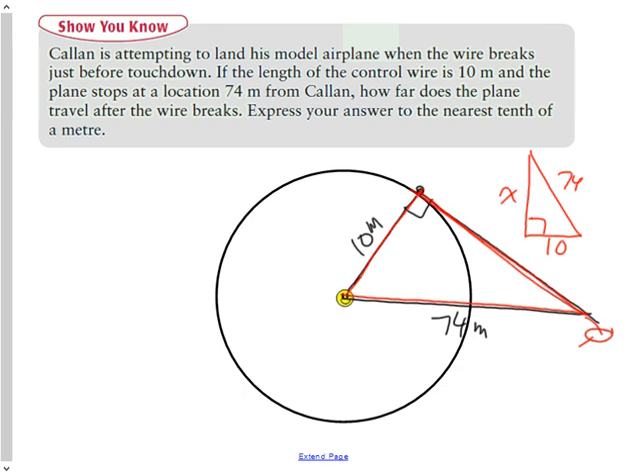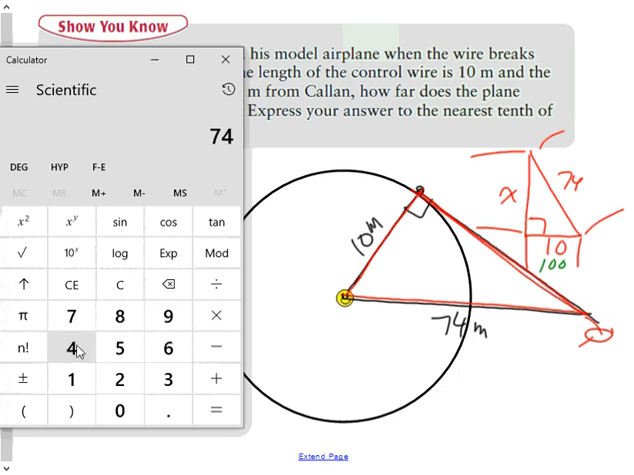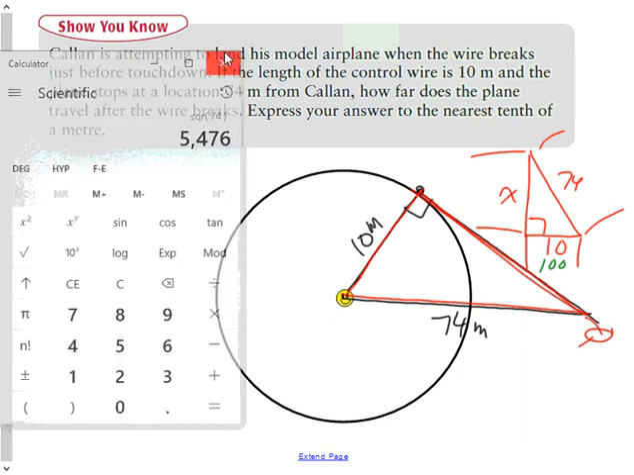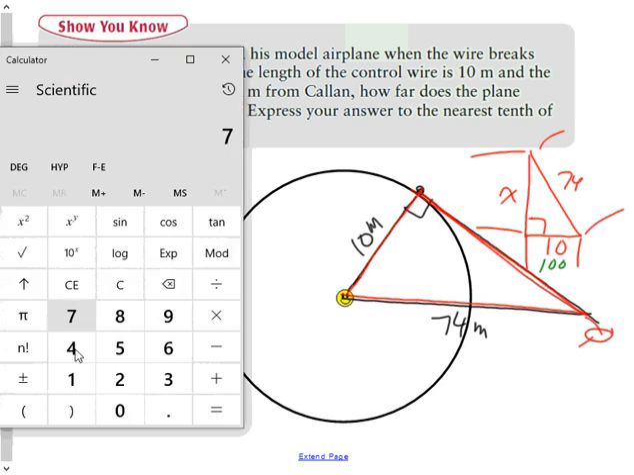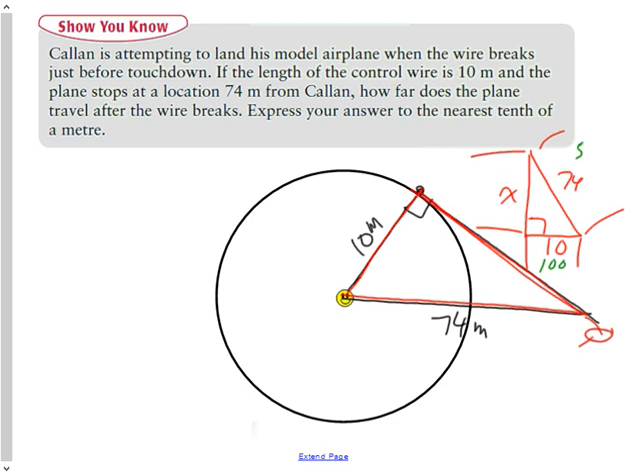Okay? So again, I'll do squares here. This one's going to be 100. 74 squared is 5,476. I should pay attention to myself.